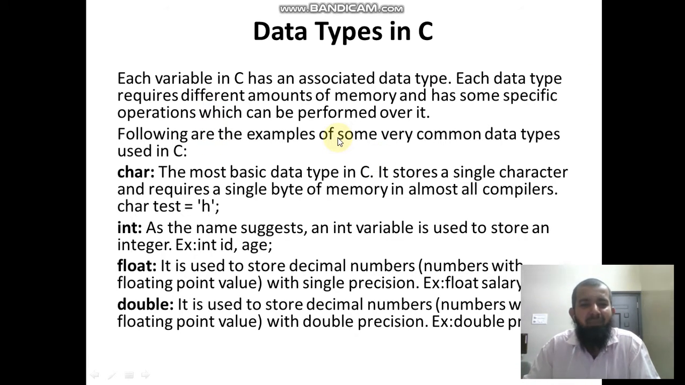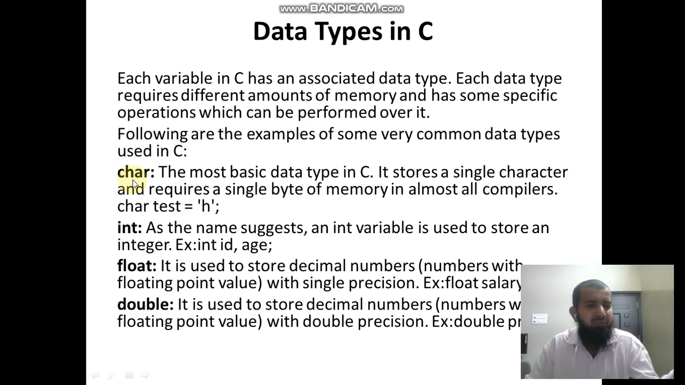Following are the examples of some very common data types used in C. Actually there are many types, but we'll study only 4 types. First, char, the most basic data type in C. It stores a single character.